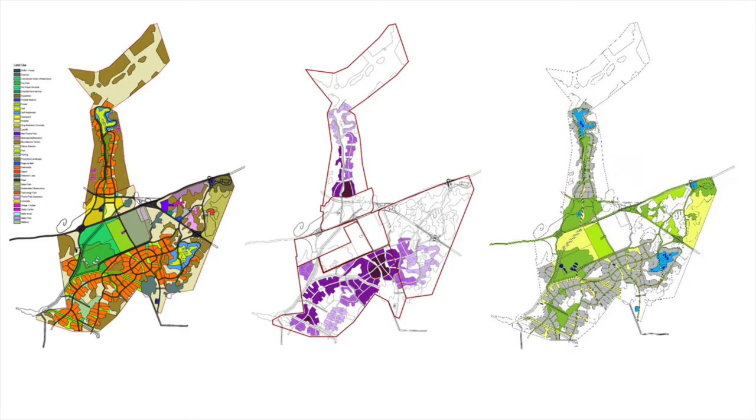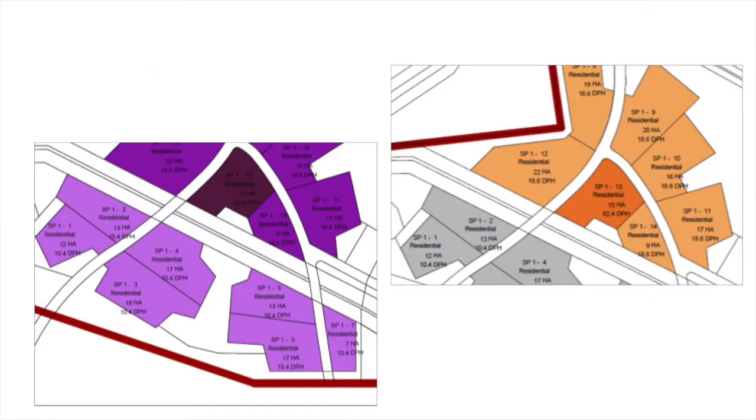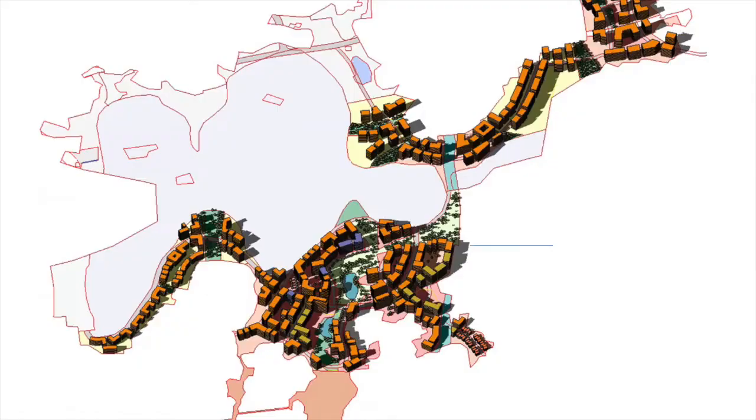So at the end of this tutorial, it should become clear how Revit can be used to draw master plans for sites of any size, colorful 2D land use plans, as well as 3D massing diagrams.